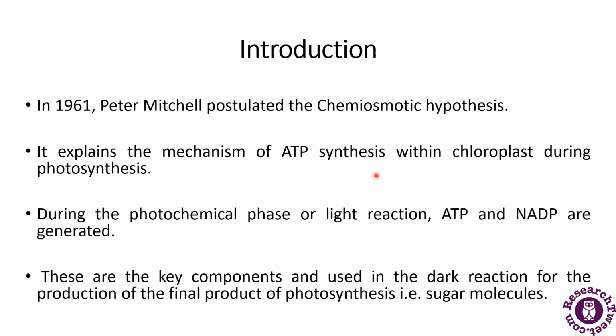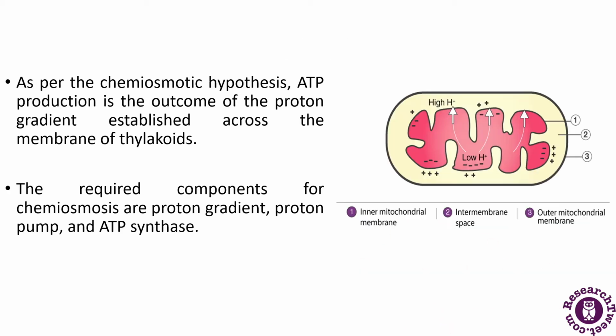They are the key components and they are used in the dark reaction for the production of the final product of photosynthesis, that is, the sugar molecules. So in the light reactions, it is ATP and NADPH, and in the dark reactions, the final product is the sugar molecule.